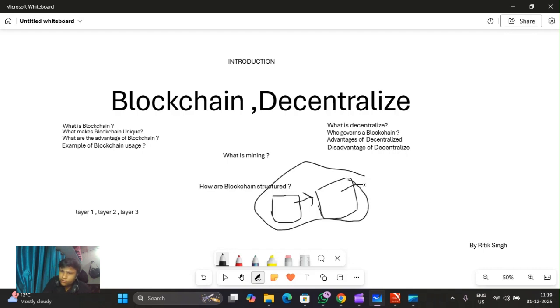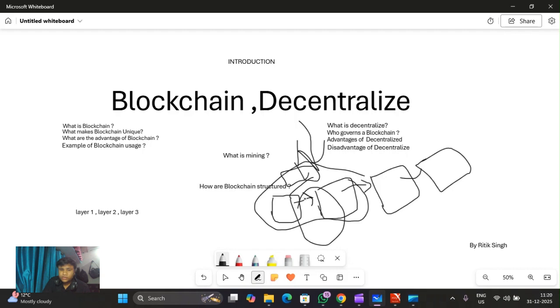Insertion happens at the end. If you want to insert a block in between two blocks, then the transaction will be denied by the block system.